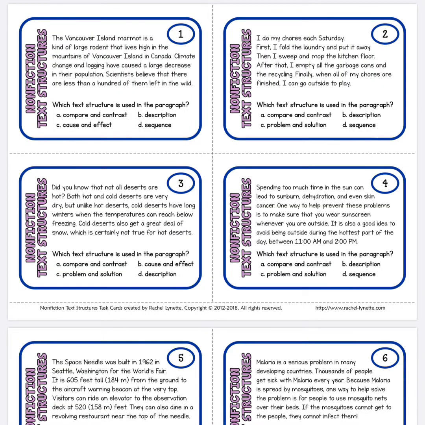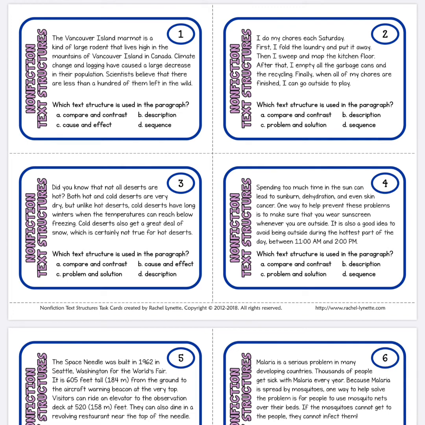So on the paper that you have in your packet, you have 12 of these. I only need you to choose 10. So you read the nonfiction text structure and you decide which text structure is used in the paragraph. So take number 1 for example. It states, the Vancouver Island marmot is a kind of large rodent that lives high in the mountains of Vancouver Island in Canada. Climate change and logging have caused a large decrease in their population. Scientists believe that there are less than 100 of them left in the wild.